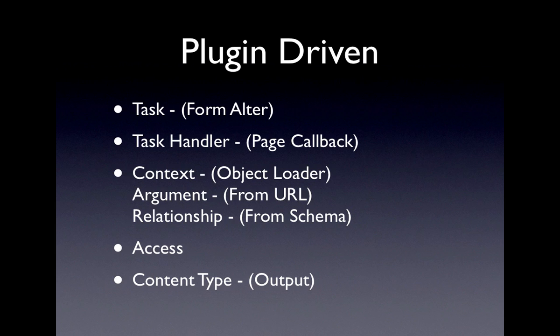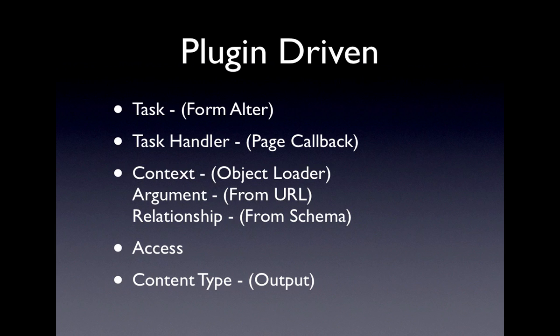Context. We talked about context a little bit. We're going to talk about it just a little bit more. There are three different types of context: context, arguments, and relationships. Now, contexts themselves, if you want a context, it's just an arbitrary object loader, typically. So you say, I want node 1. I want user 13. I want term 10. Okay? It's arbitrary. You specify the one you want.